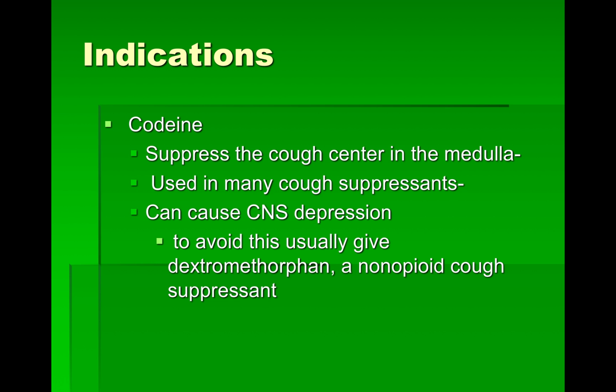So now we're looking at some of these a little bit differently. Codeine, again, is for mild pain, suppresses the cough center in the medulla, and is used in many cough suppressants, but it can cause CNS depression because it is classified as an opiate. To avoid this, they usually give dextromethorphan, which is a non-opioid cough suppressant.